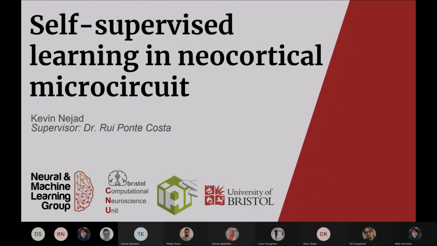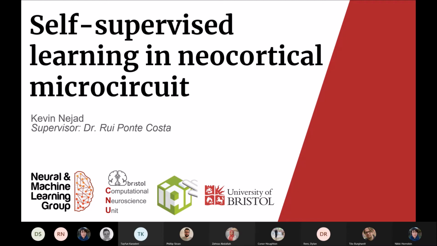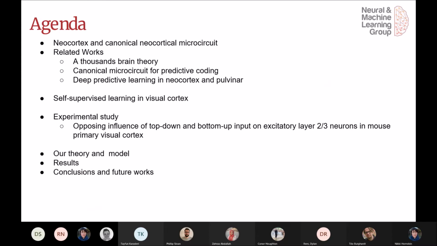My name is Kevin, I'm supervised by Rui, and in this project we try to understand how the brain, in particular the neocortex, learns in a self-supervised way. So first I tell you about what the neocortex is and what we mean by canonical microcircuits. I go through some of the theories that explain what the computation is in this microcircuit.